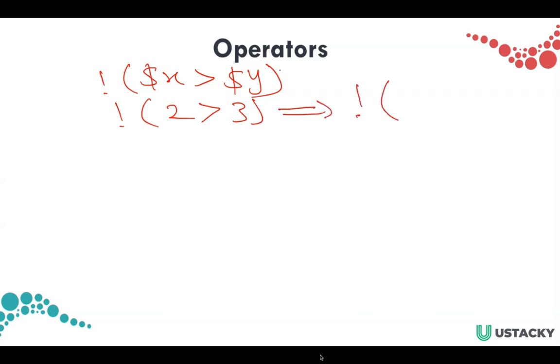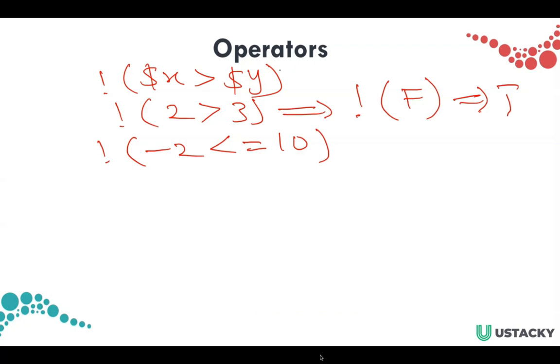For example, we can negate something like $x is greater than $y. So if we have negation of 2 is greater than 3, the outcome should be you are negating 2 is greater than 3, which is false. So when you negate false, you have true. Another example, maybe you want to negate minus 2 is less or equals to 10. So minus 2 is less or equals to 10. So you are negating this is less or equals to 10. So this is true. So the answer will be false.